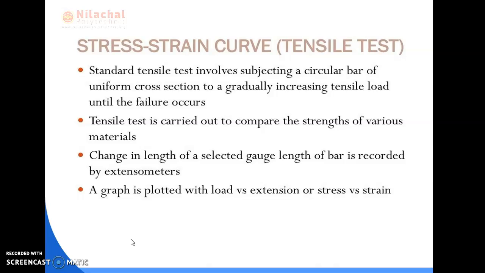A question may arise in your mind: why are we going to do a tensile test for the material? The tensile testing of material is required to compare the strength of various materials.